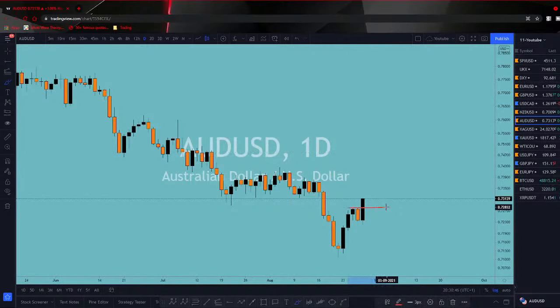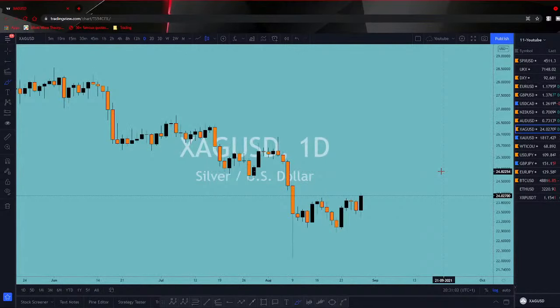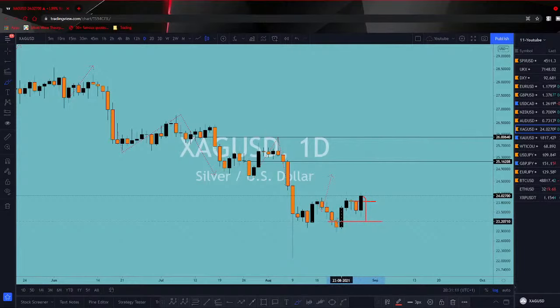Aussie, same concept, retest, push up, liquidity is up there. Silver, same thing. Any break below these, we'll watch this area for a bounce to the upside.